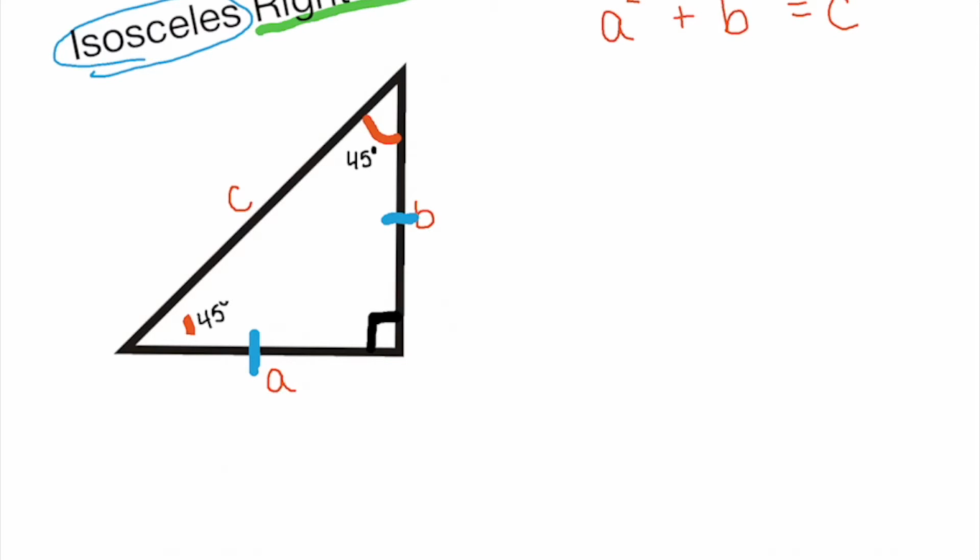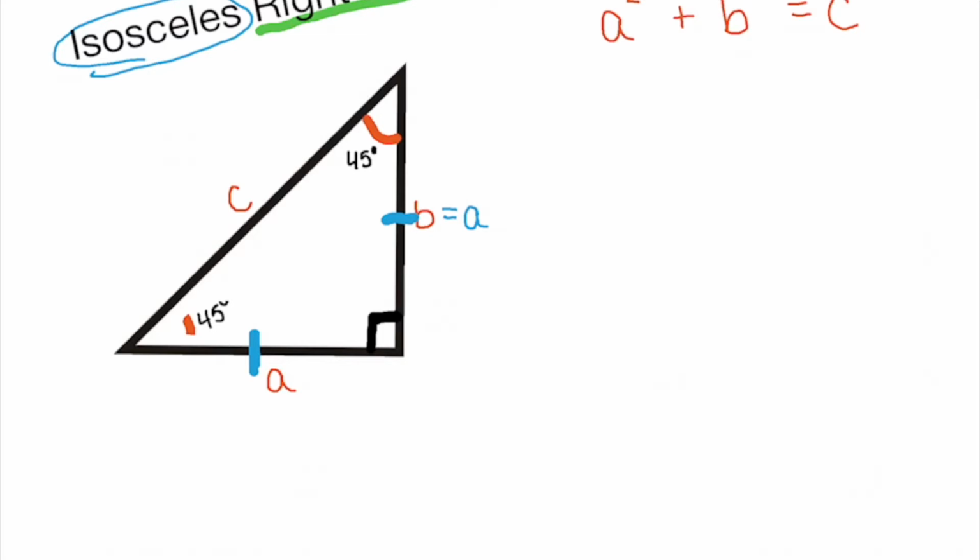If I know these two sides are congruent, can't I just set them to the same variable? So, for instance, can't I just say B is equal to A? Yeah, right? They're the same side. You might as well make them the same variable. So I'm going to change B to be equal to A.